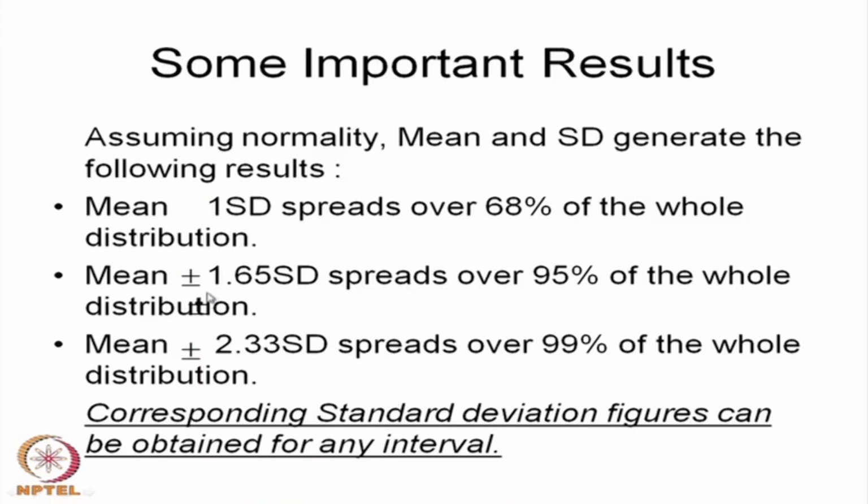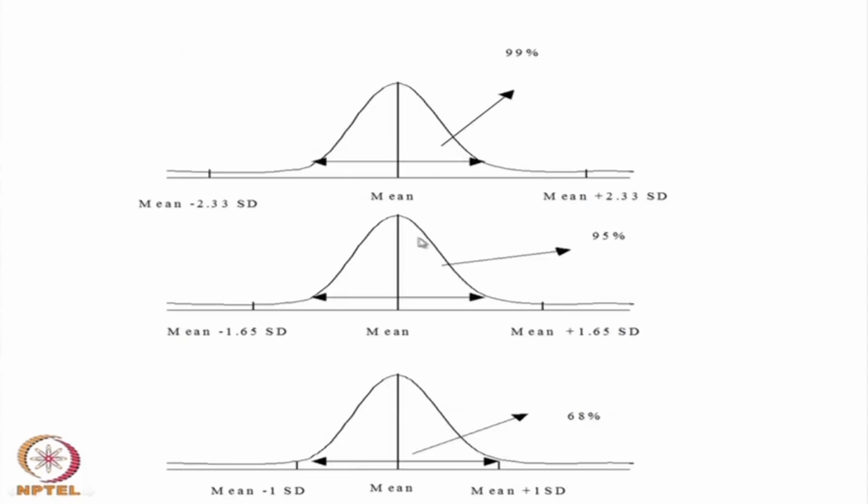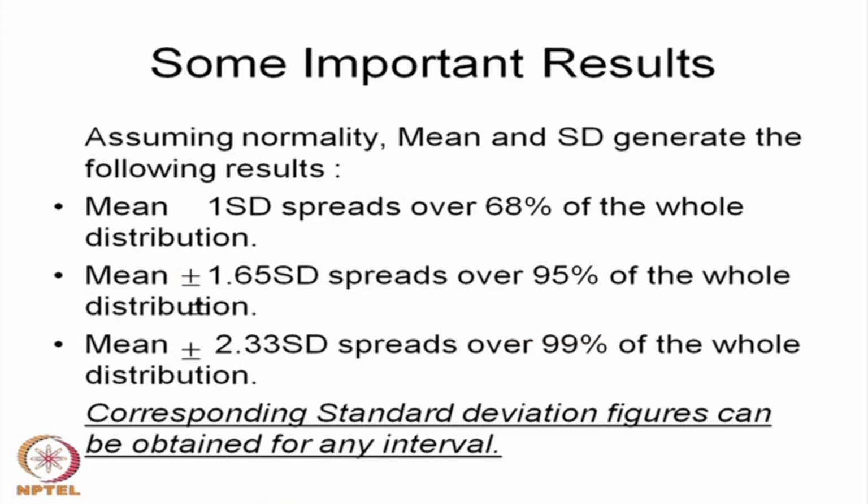And here mean plus minus 1.65 standard deviation covers 95% of the whole distribution. If you see the second diagram, mean minus 1.65 standard deviation to mean plus 1.65 standard deviation covers 95% of the curve area. We are 95% sure, we are confident, that history may repeat in the near future.